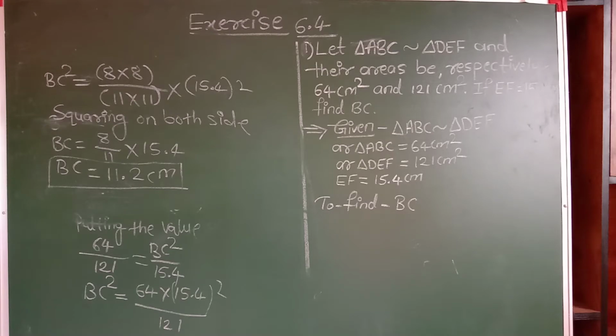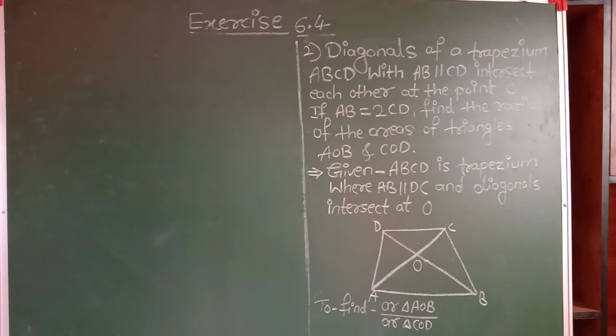Next, second question. Diagonals of a trapezium ABCD with AB parallel to CD intersect each other at the point O. If AB is equal to 2CD, find the ratio of areas of triangles AOB and COD. This is our second question. Given ABCD is a trapezium where AB is parallel to CD and diagonals intersect at O. We need to find area of triangle AOB divided by area of triangle COD.